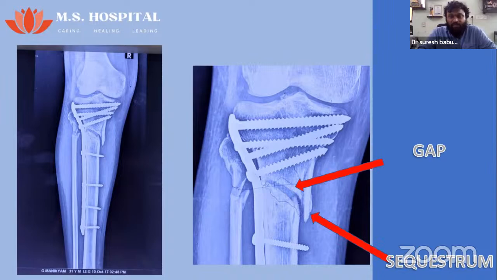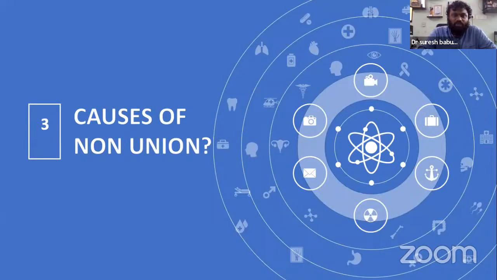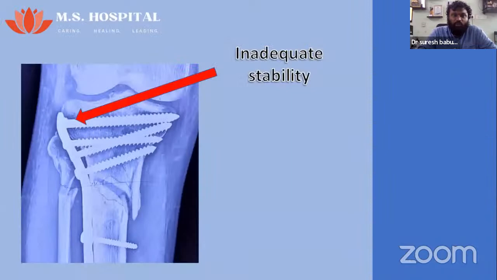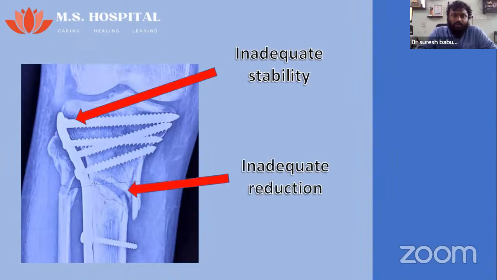After 6 months, the patient was still non-weight bearing, and radiologically there was no evidence of any callus appearing at the fracture site. So we labeled it as a non-union. What could be the causes of this non-union? It could be inadequate stability. Maybe the plate is not holding the fracture fragments together and it is not throwing callus. Or it could be inadequate reduction, as is evident, there is a gap at the fracture site.